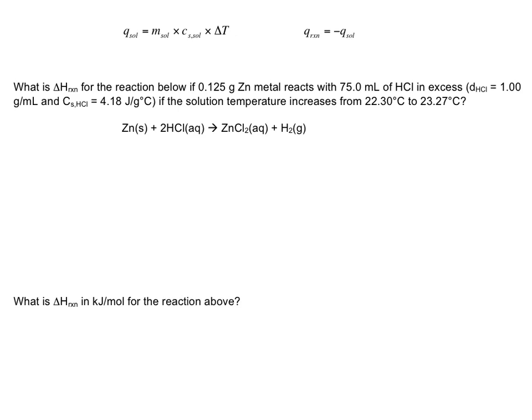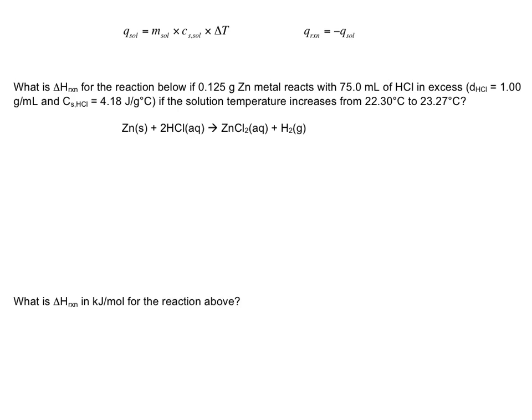So to do an example of this, just to make it a little bit more real, what is delta H of the reaction for the reaction below if 0.125 grams of zinc metal reacts with 75 milliliters of HCl, which is in excess, and the solution temperature increases from 22.3 degrees Celsius to 23.27 degrees Celsius. So before we do any calculations, you should have already figured out that Q for our reaction is going to be negative because our temperature is going up, which means that our reaction is releasing heat into the surroundings.